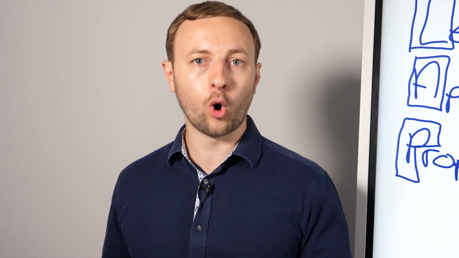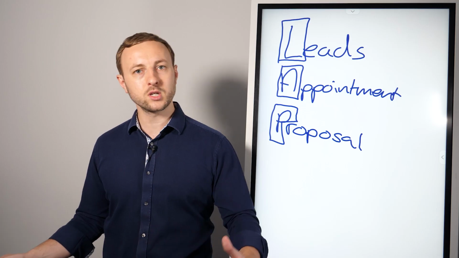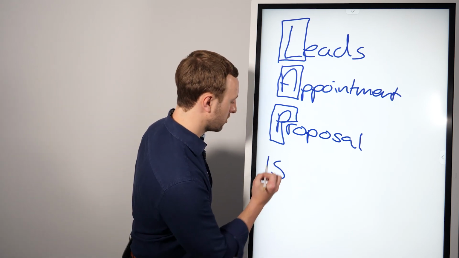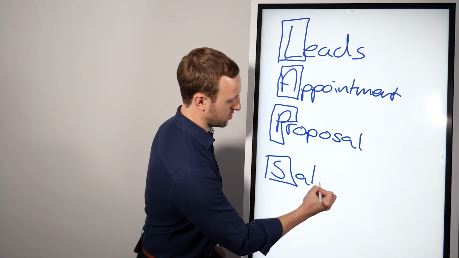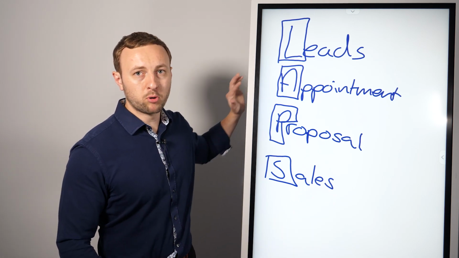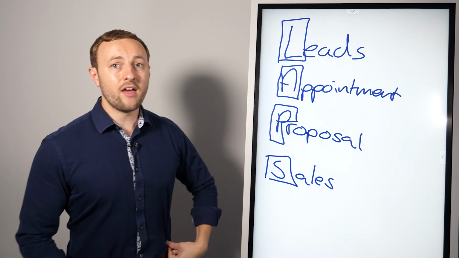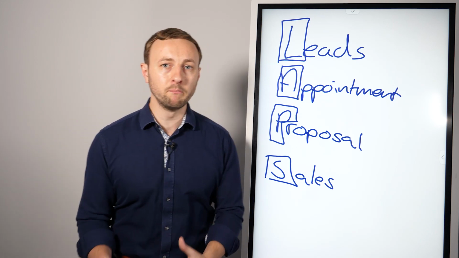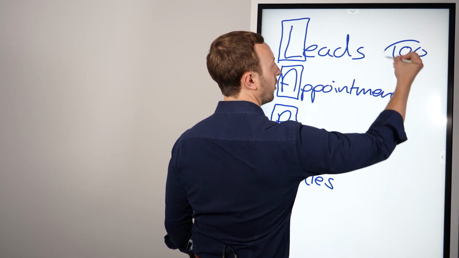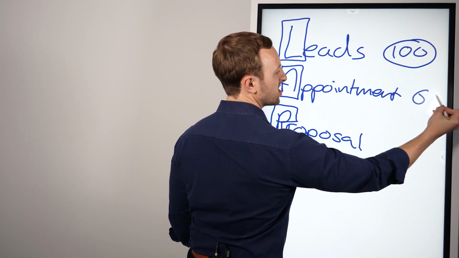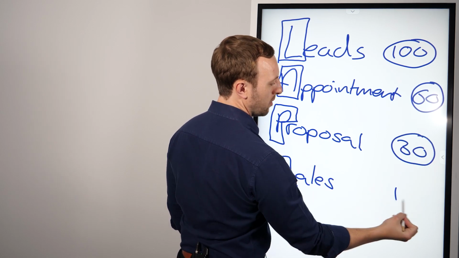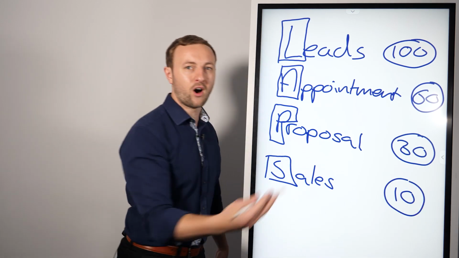Let me talk about the opportunity. See how it's bridging in there, okay? And this is going to go through to your sales. So leads, appointments, proposals, sales. And then this just becomes a numbers game. So for example, you can expect something like 100 leads becoming 60 to 70 appointments, becoming 30 proposals, becoming 10 sales. Say 5 to 10 sales.